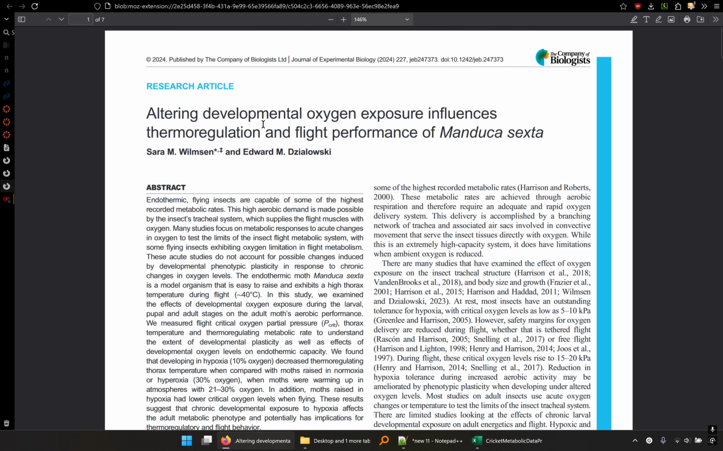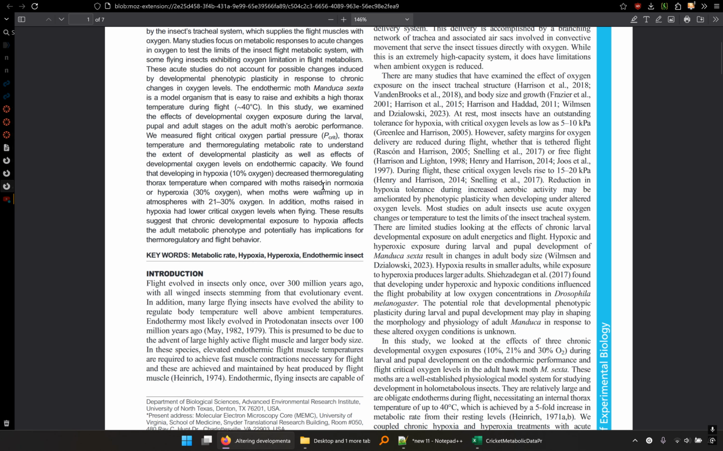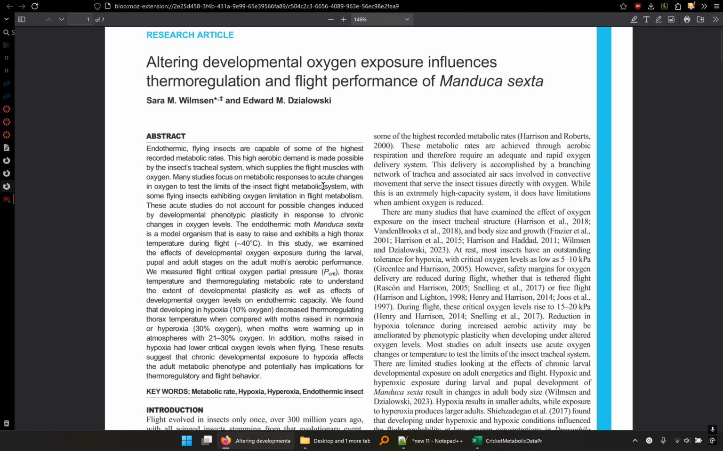This is a paper that's related to what we're looking at, but this is actually with an endothermic moth. So if you remember, certain moths are endothermic, while most insects are actually poikilothermic. Well, exothermic. Their body temperature is going to change with their environment. Well, these ones are actually producing their own body heat, as you can see in here.